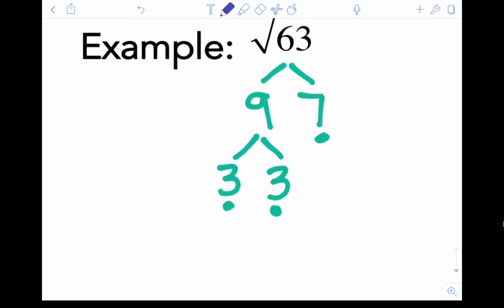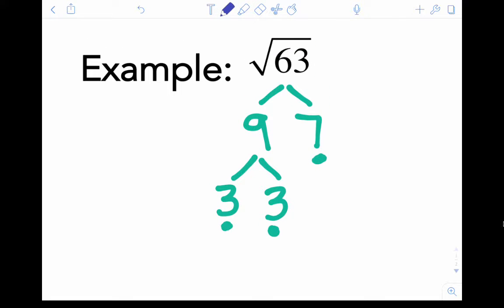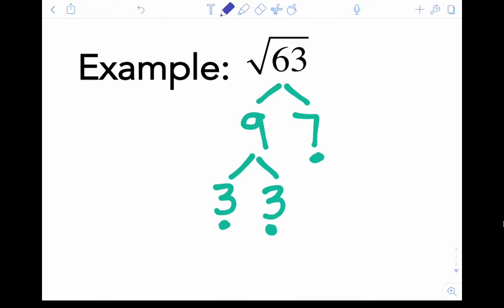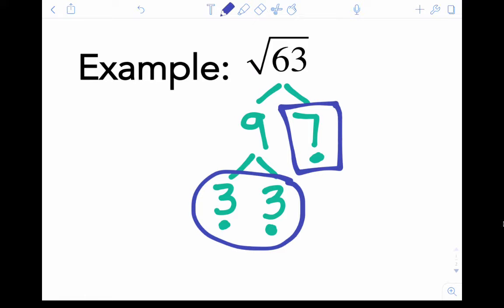So in this example over here, I'm not looking at the 9 because the 9 broke up into the 3 and 3. I'm only looking at the 3, 3, and 7. So when it says circle the pairs, I'm only looking at pairs. So I'm only looking at groups of 2. And it has to be the same number. So I have 2 3s, so that's a pair. 7 is by itself, so I'm going to box it. That's all I'm doing in the second step.